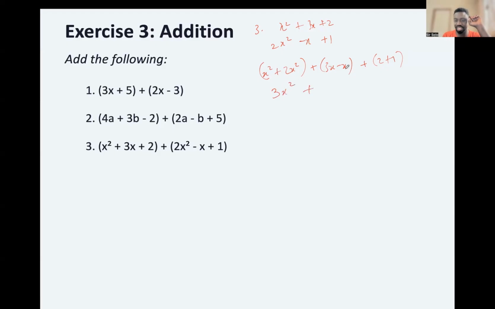Plus, we have 3x minus x. Sorry, the powers back, the variable back up. Then you have 3x minus x. So 3x minus x, what do we do? We subtract. Here it's assumed that we have a coefficient of 1, right? The 3 minus 1 gives 2x, plus 2 plus 1, 3. Final answer gives us 3x squared plus 2x plus 3.